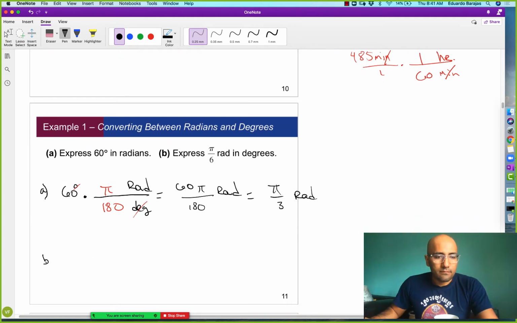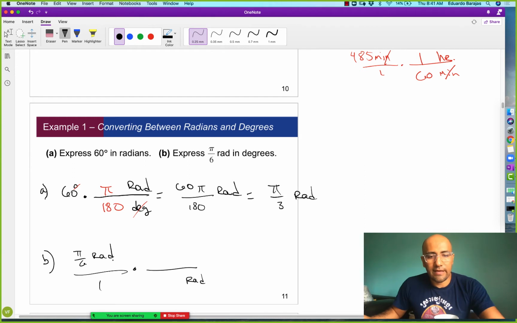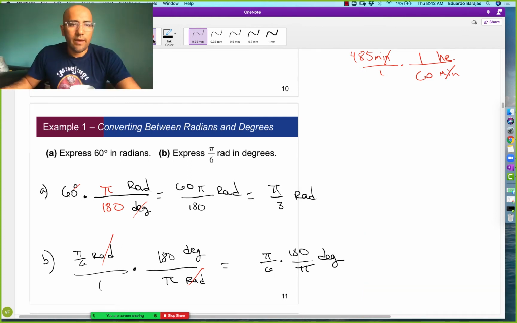Okay. For part B, we want to start with radians, so we have this pi over 6 rads, right? Turn it into a fraction over 1. We're going to multiply this by another fraction, and I want rads down here to cancel, and then I want this to go over to degrees, and then the relationship is 180 degrees over pi radians. Good. Okay, so we end up with these rads cancel, and we just end up with pi over 6 times 180 over pi degrees. And so the pi's cancel. 6 goes into 180 30 times. And so we get 30 degrees.